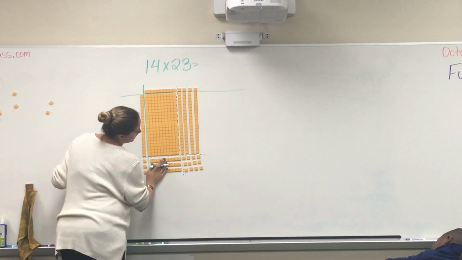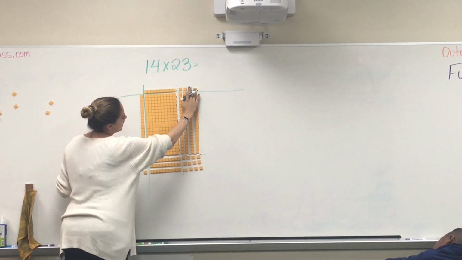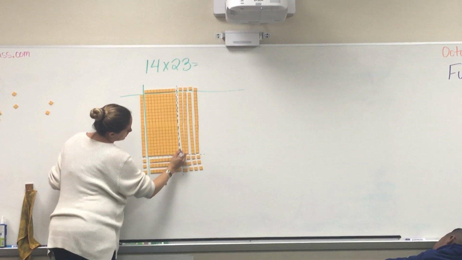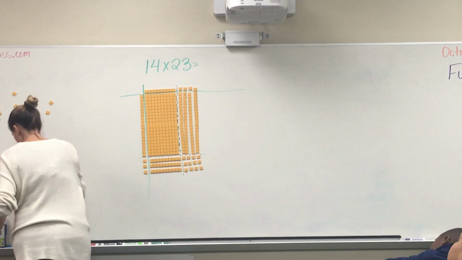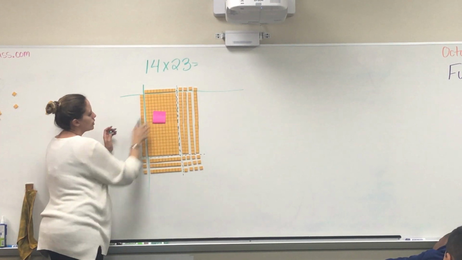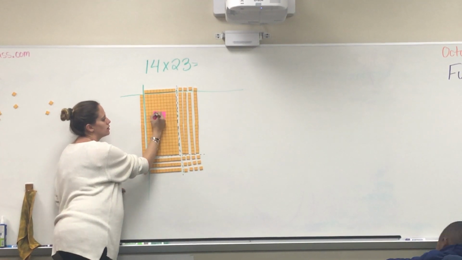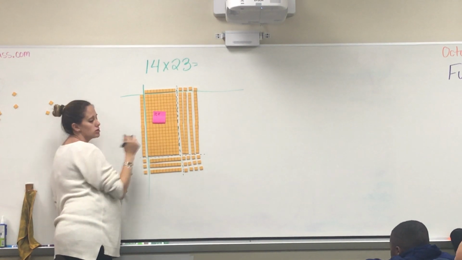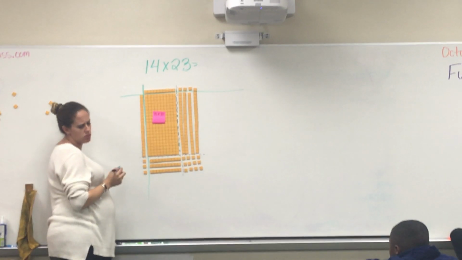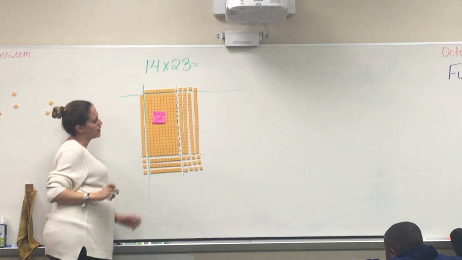Do you see how I can kind of separate my parts? Just want to point that out. In this first part right here, we got 200, but really, how many did I multiply that by? 10 times how many down the side? Times 2? 20. And what did we get? 200.